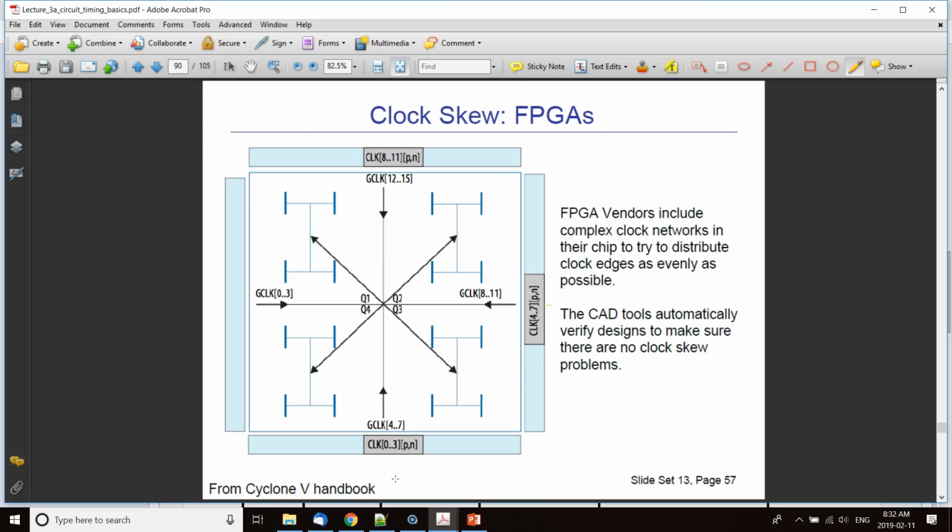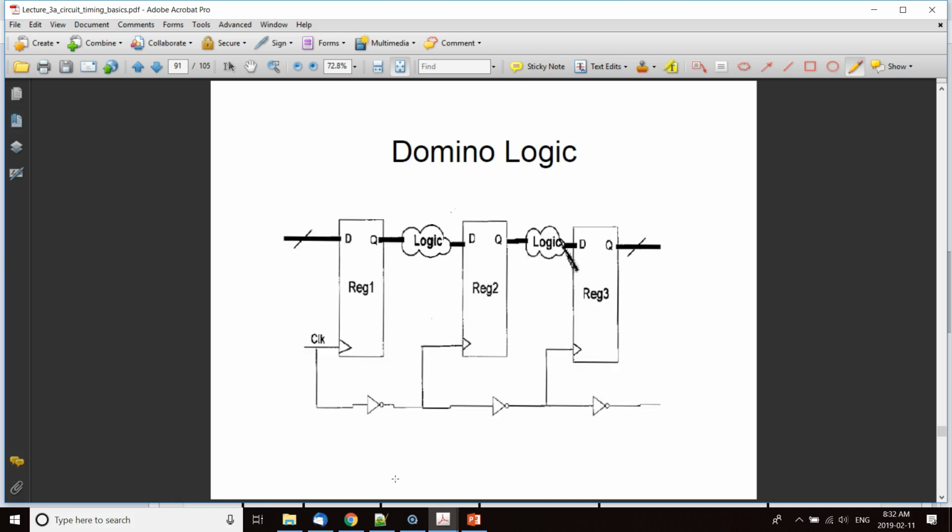So again, one thing is to see if there's a global clock available. Use a global clock. But let's say there isn't a global clock. Now what can you do? Well, one way to do it is to use what's called domino logic. Not have all registers clocked by the same clock, but every second register clocked by the inverse of the clock. So if we keep naming them reg 1, reg 2, reg 3, reg 4, every odd one will be clocked by the clock, and every even one will be clocked by the inverse.